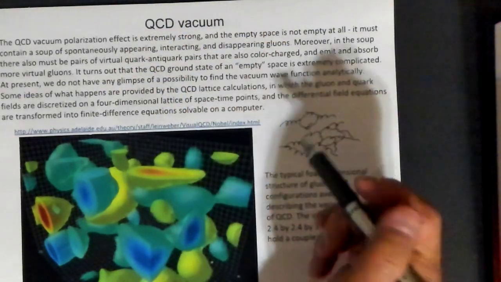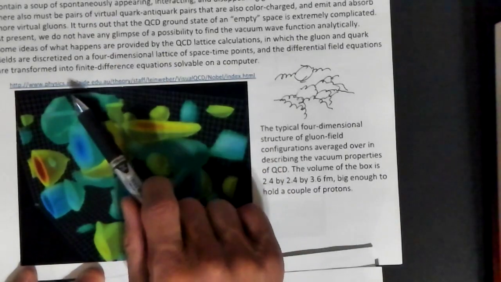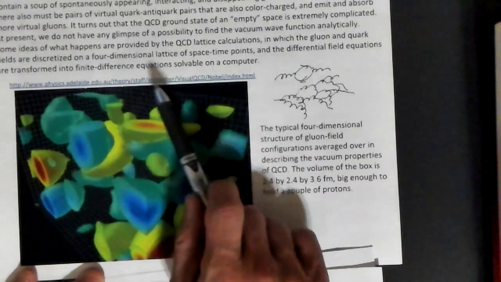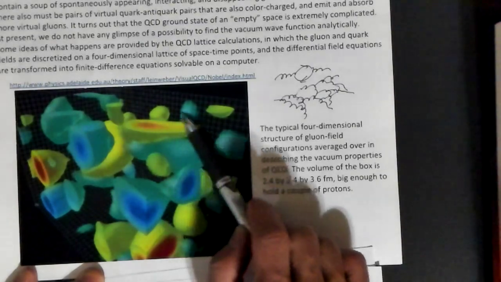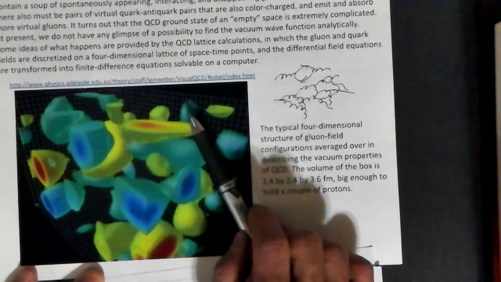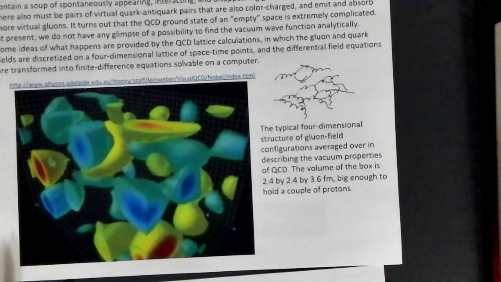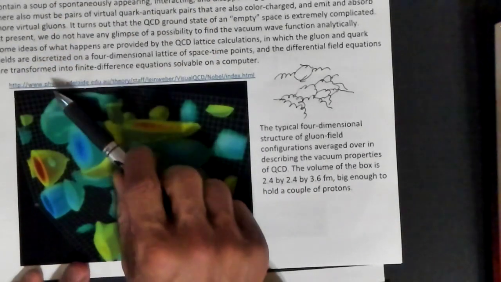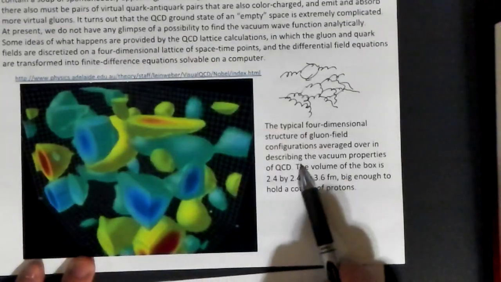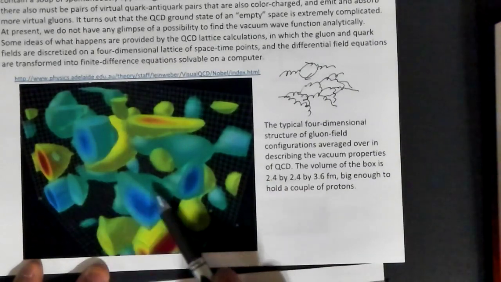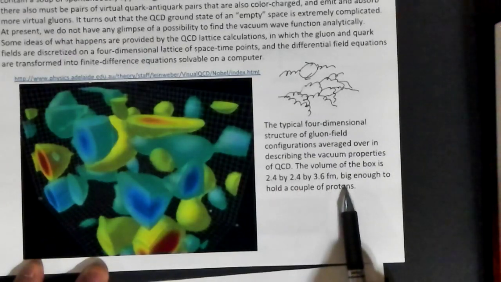And when you do that, you can get these pictures of what the supercomputer does. This is a nice illustration by Derek Leinweber at Adelaide, where he's showing the local energy densities, the field strength configurations for the gluon fields in these lattice quantum chromodynamics simulations. If you want to see the animations of this, you can check out the link here in the lecture notes. By the way, the size of the box is about 2.4 by 2.4 by 3.6 femtometers wide, which is big enough to hold a couple of protons.